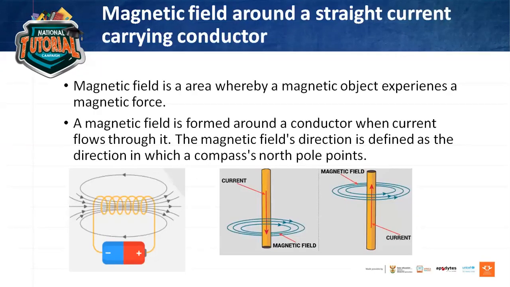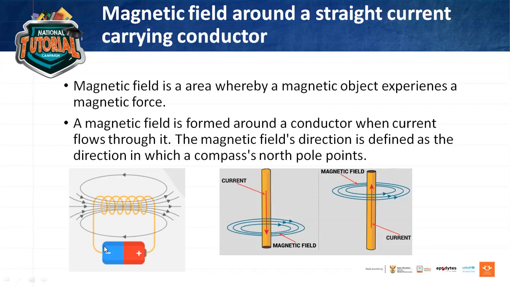So, magnetic field around a straight current carrying conductor. What are we talking about? A magnetic field is an area. You remember a magnetic field, you cannot really see it. So for scientific purposes, we always use these lines to illustrate the flow of your magnetic field. So a magnetic field is formed around a conductor when current is flowing through it. Okay. So you're going to have your conductor, and the flow around the conductor is going to be your magnetic field.